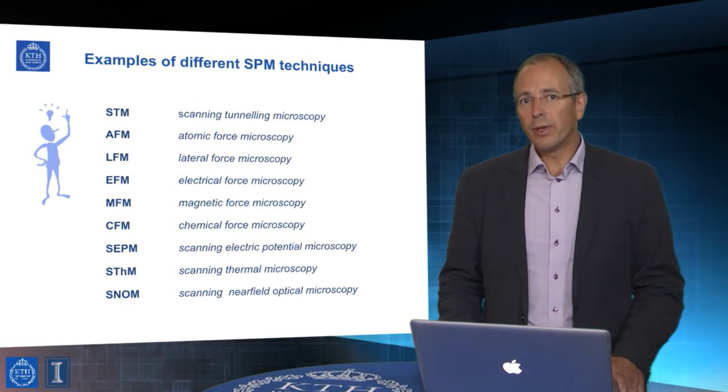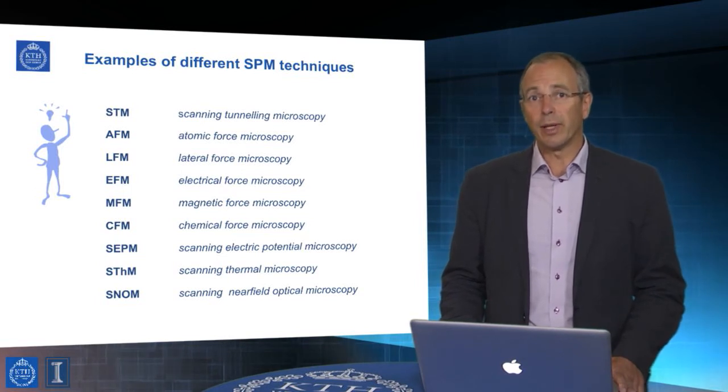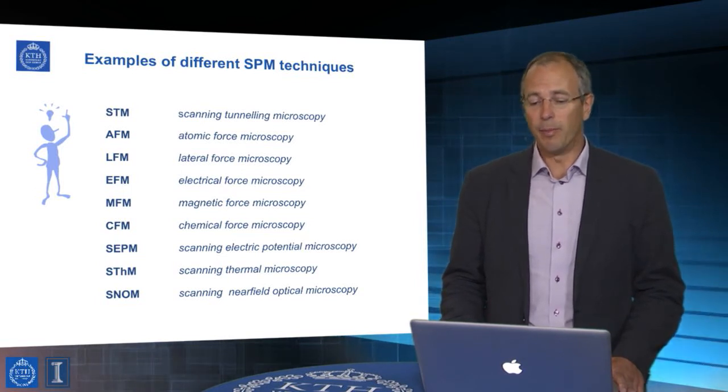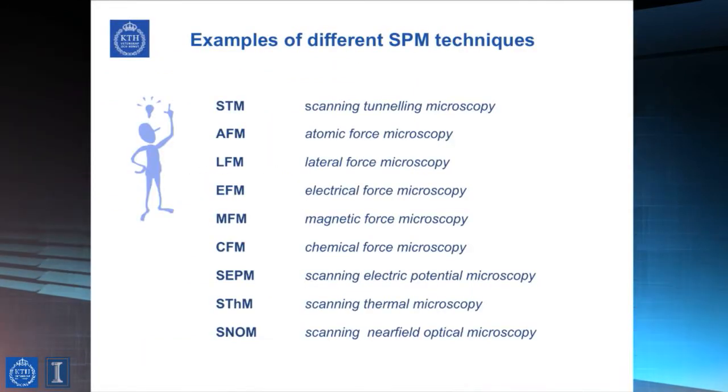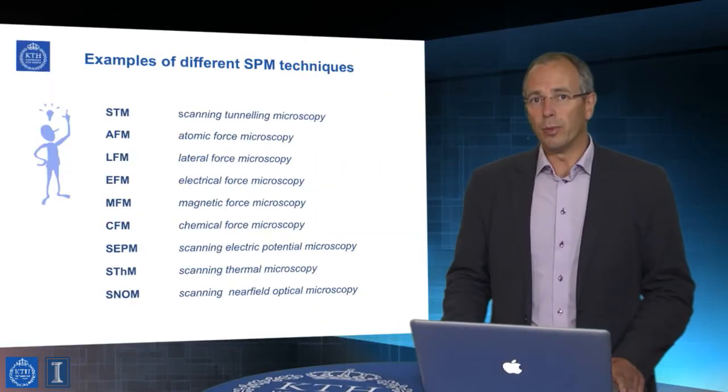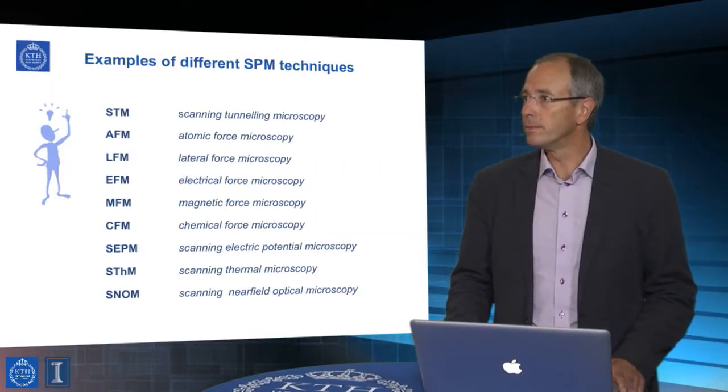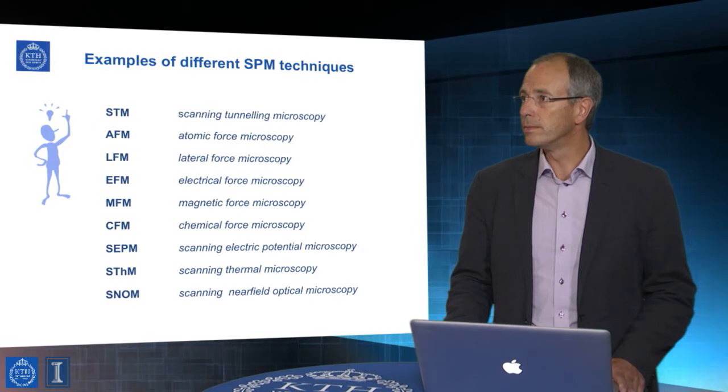So here's a few examples of the different types of scanning probe techniques that are available. This is a minuscule selection. There are literally probably hundreds by now of different approaches for getting different types of information about the surface. Those that we'll be looking at today are, of course, AFM, STM, LFM, CFM, and that's about it from this list. But there'll be a few more.